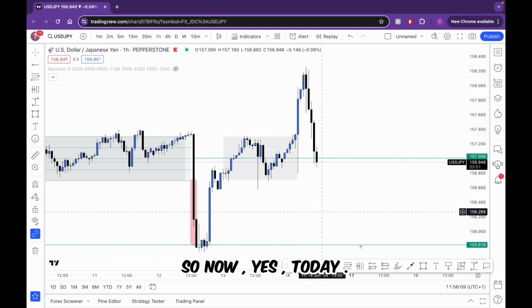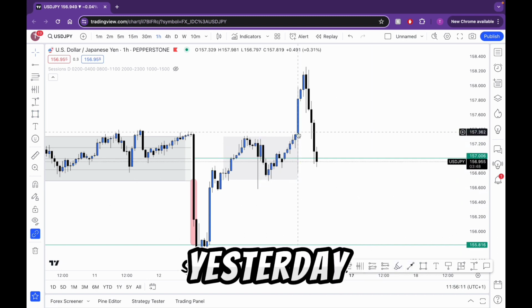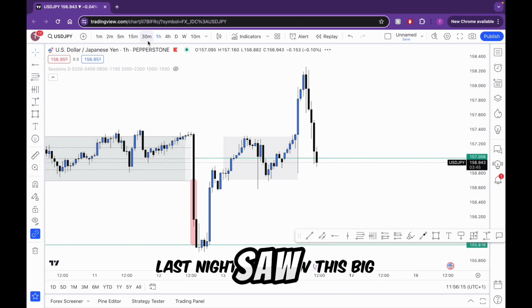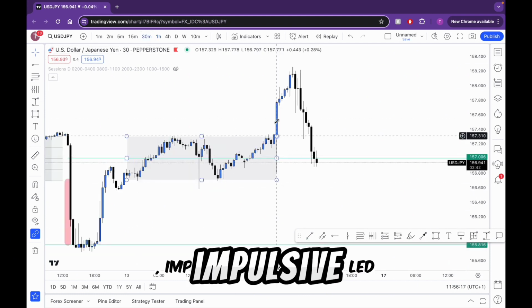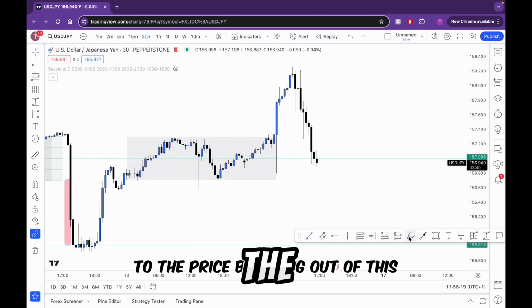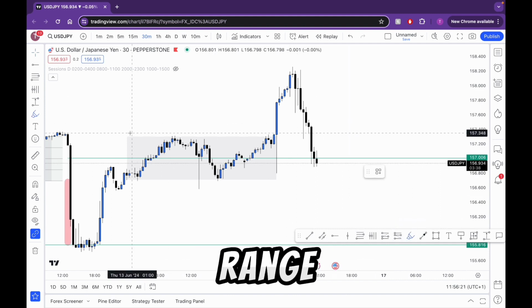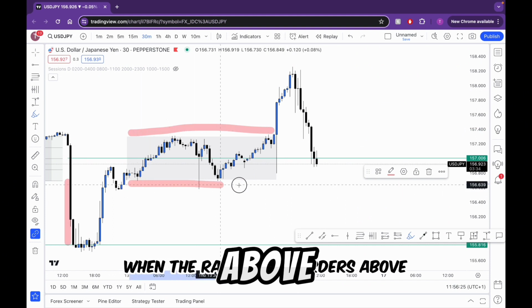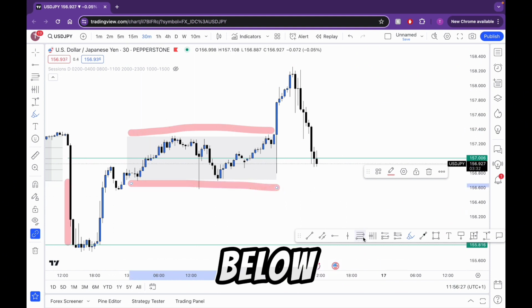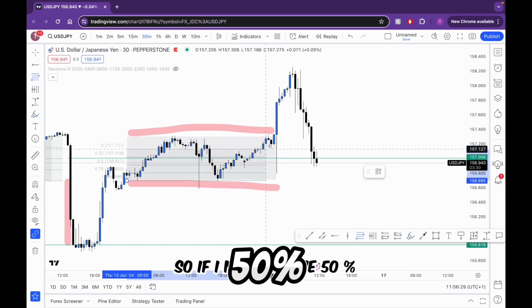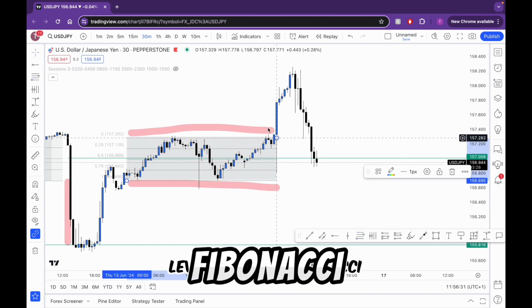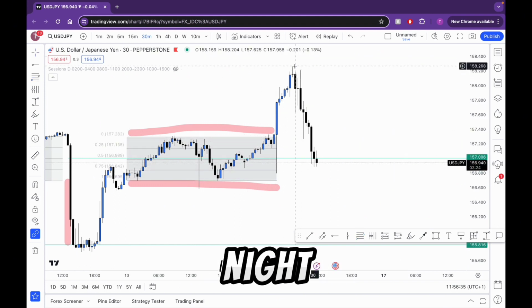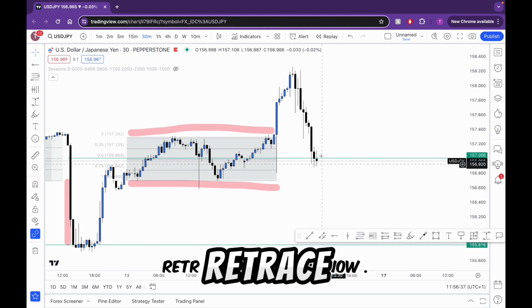Now, last night, we saw this big impulsive move which led to the price breaking out of this range. Like I said guys, when there's a range, there are orders above and below. If I mark the 50% level of this Fibonacci, I can see that last night the price went up and then it will retrace back right now.